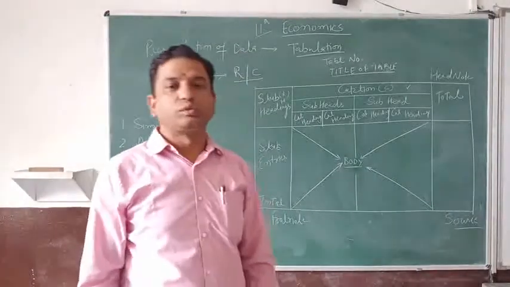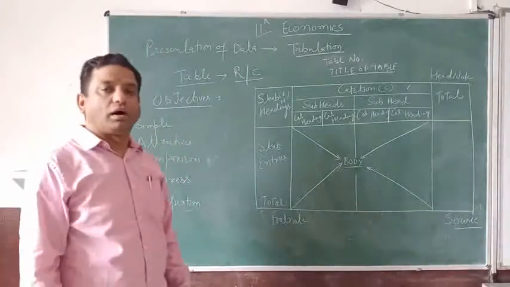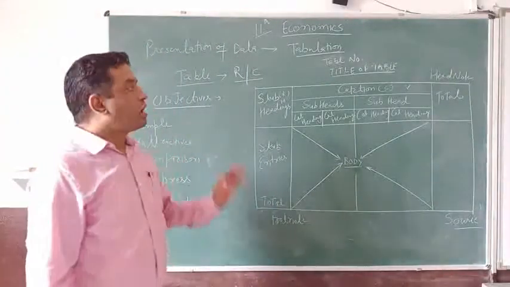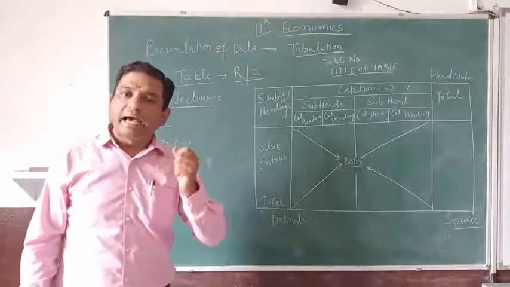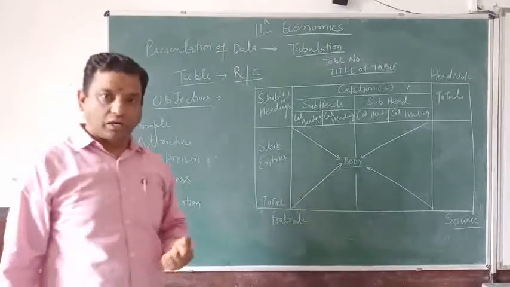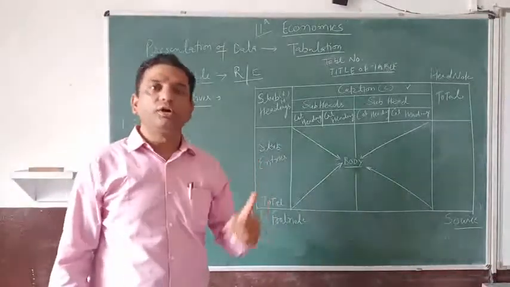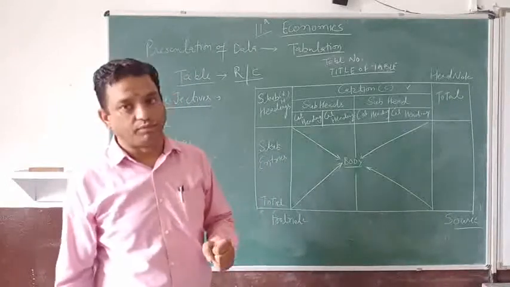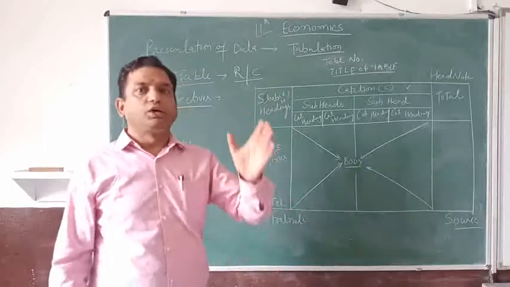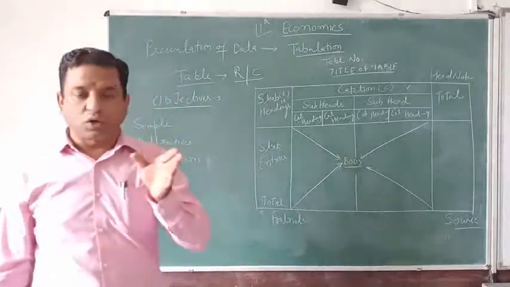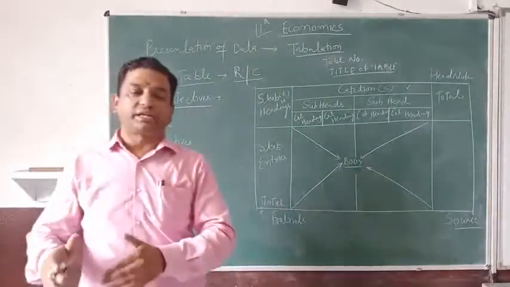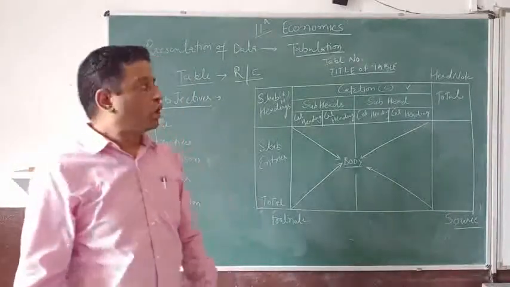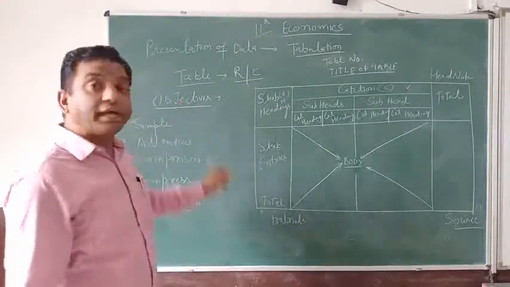Why do we present the data in form of a table? Like you may have seen your report card. In your report card, your data is being presented in form of a table. Your subjects, your minimum marks, your marks obtained, then your grades, and then your percentage. Okay. So what are the objectives behind that?